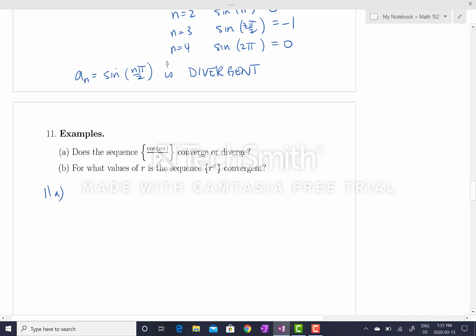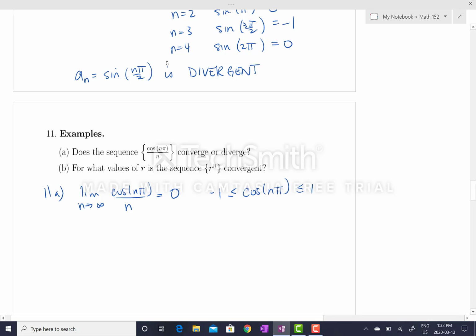Okay, 11a. Let's see here. We've got the limit as n goes to infinity of cosine n pi over n. I look at this and it seems readily apparent to me that the cosine is bounded below by minus 1 and above by 1, for all values of n. The cosine never escapes out of that interval, and n just keeps getting larger and larger. So this thing is going to be 0, and it converges.